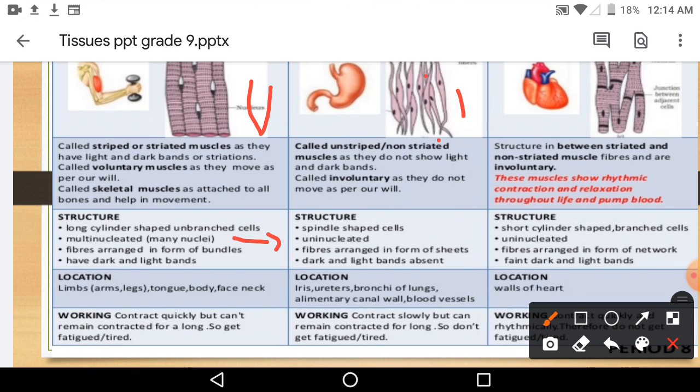One nucleus, uninucleate. Fibers are arranged in the form of sheets, and dark and light bands are absent. Here, short cylindrical shape, branched cells. Again they are uninucleate. Fibers are arranged in the form of a network. Very faint dark and light bands are there.